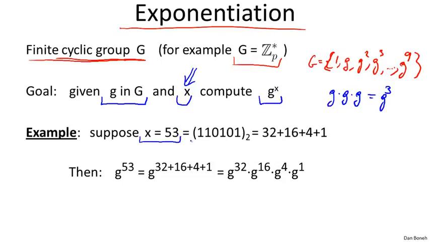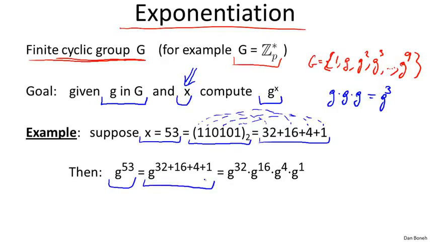So what we'll do is write 53 in binary. Here, this is the binary representation of 53. All that means is, you notice this one corresponds to 32, this one corresponds to 16, this one corresponds to 4, and this one corresponds to 1. So really, 53 is 32 plus 16 plus 4 plus 1. But that means g to the power of 53 is g to the power of 32 plus 16 plus 4 plus 1, and we can break that up using the rules of exponentiation as g to the 32 times g to the 16 times g to the 4 times g to the 1.